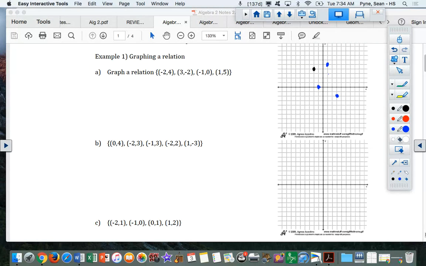That is all you're doing with these guys. If they want you to graph a relation, they just want you to plot the points. It's meant so you guys learn how to plot points. Do the next 2 on your own. It should be very simple for you guys.